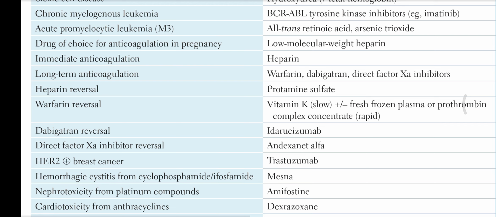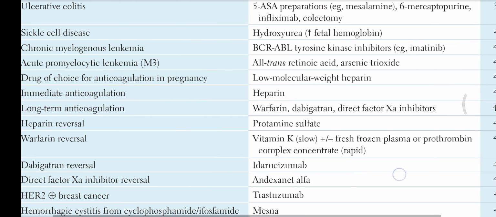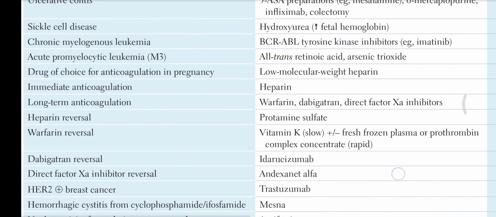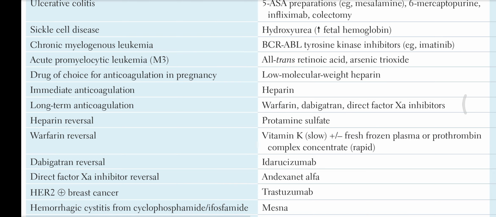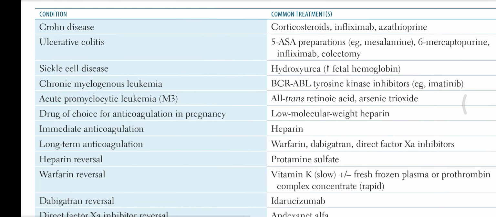Direct factor Xa inhibitor reversal: andexanet alfa. Dabigatran reversal: idarucizumab. Warfarin reversal: vitamin K given slowly, with or without fresh frozen plasma or prothrombin complex concentrate. Heparin reversal: protamine sulfate.